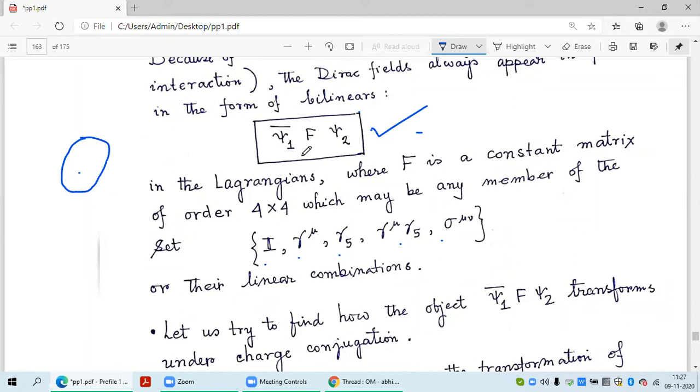Let's see. For a particular case, psi2 may be psi1. These two fields may be the same. Then we have psi bar F psi. That is a special case of this. But in general, let's investigate the charge conjugation of this object.